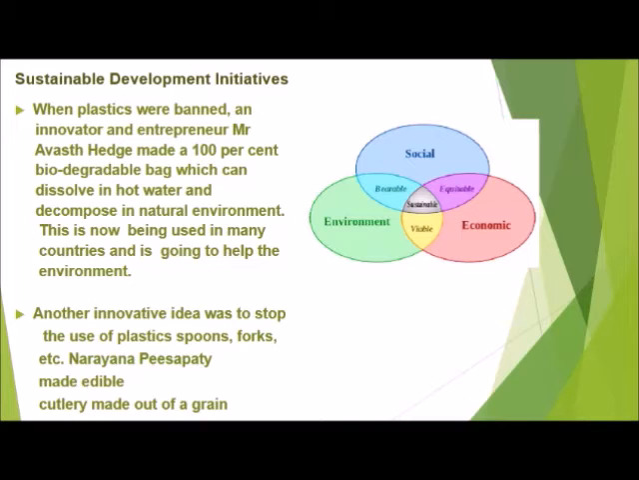One more innovative idea was to stop the use of plastic cutlery. Mr. Narayan Pisapati made edible cutlery which was made from grain. These spoons can be eaten, and even if they are not eaten, they will easily decompose in the soil, enriching it.